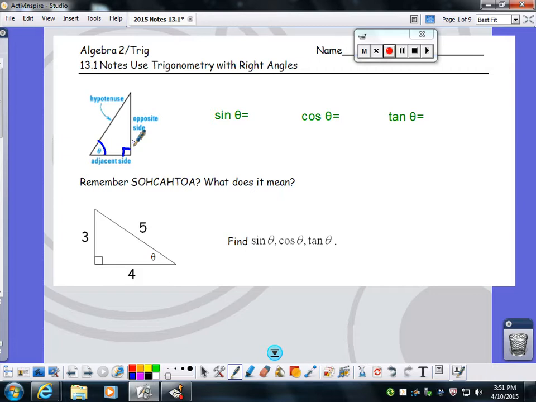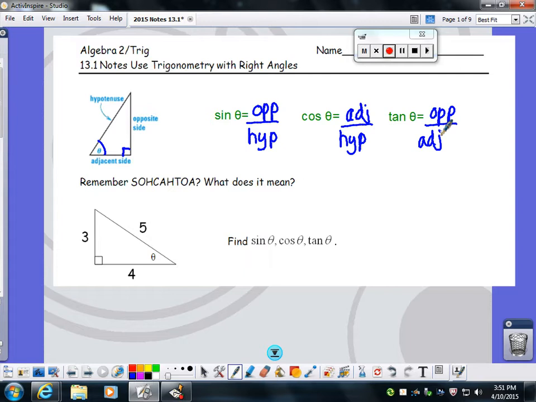So the sine ratio is opposite over hypotenuse. Cosine is adjacent over hypotenuse. And tangent is opposite over adjacent. So those are the trig ratios. Okay, so let's look at an example.